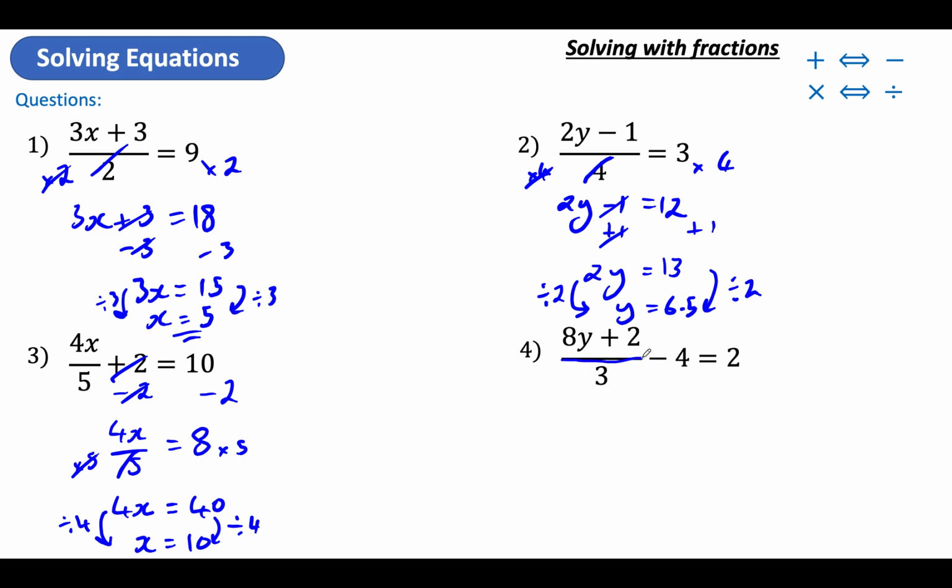And then last one, okay, this looks like everything's over the denominator, doesn't it? There's that fraction line. But look, this is separate. I chucked this one in there just to see if you were listening. Right, look at this. Not everything is over the denominator, so the first thing to do is to add 4 to both sides to get rid of that minus 4.